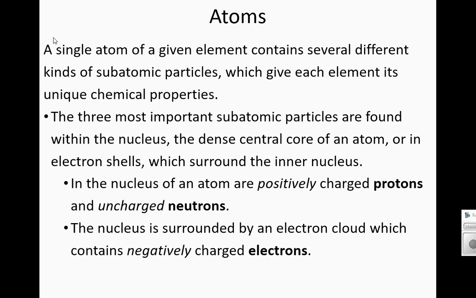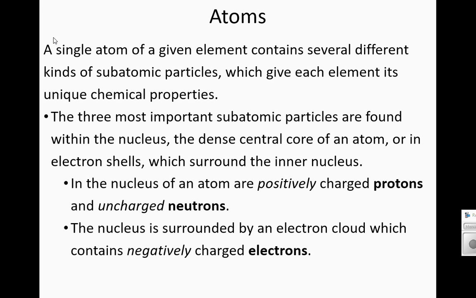Okay, as we've already said today, a single atom of a given element is what's represented in the periodic table. And each one of those atoms is going to contain several different types of subatomic particles. We've already talked about protons and neutrons. These protons and neutrons give each element very unique chemical properties. Along with protons and neutrons, we also have what are called electrons.